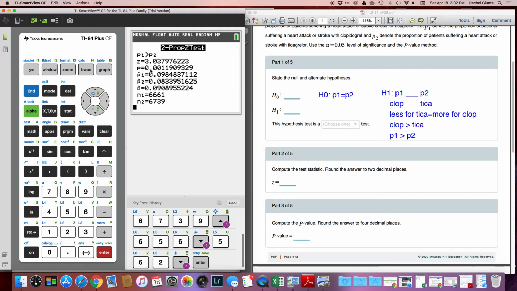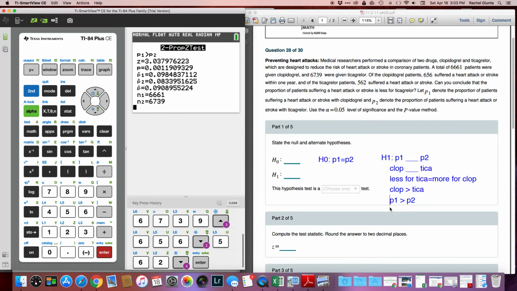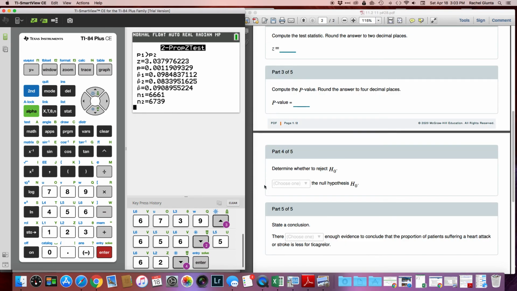So p-value is 0.0012. And then we're going to reject if our p is lower than alpha. Alpha is 0.05, p is 0.0012, so we reject here for part 5, and part 4 and part 5, because we rejected, that means there is enough evidence to conclude. So those are all the steps for number 28.